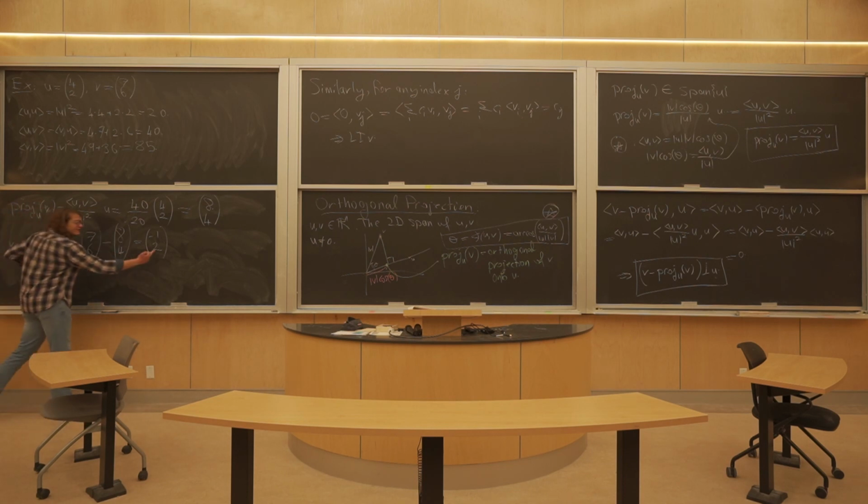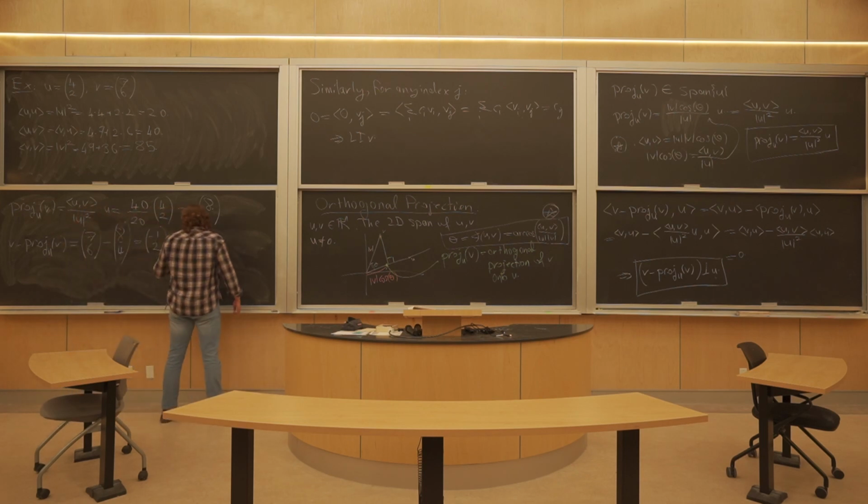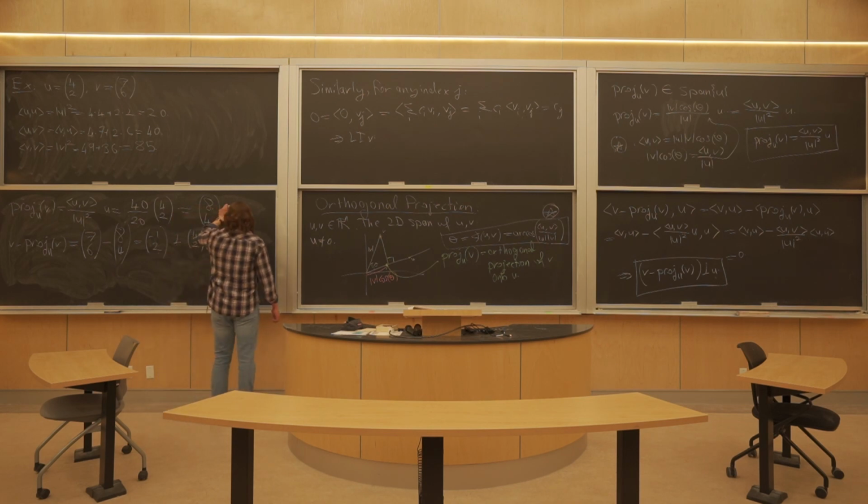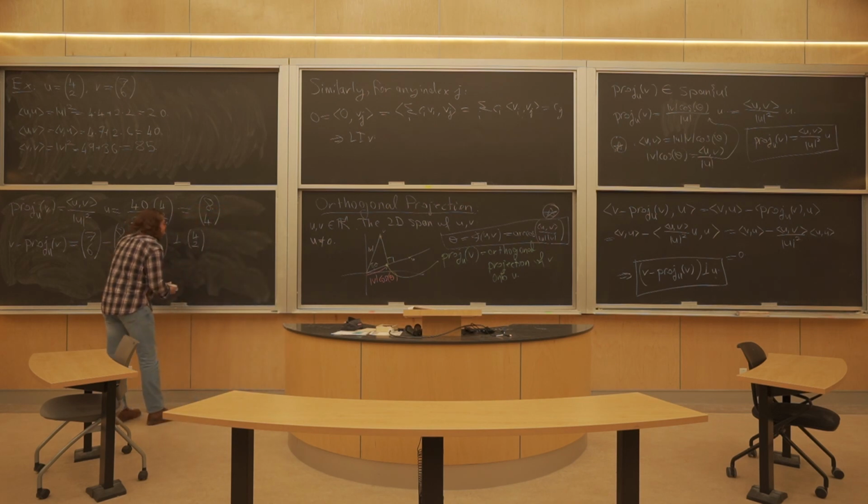Now note that if I were to take this vector and dot product it against U, that's going to give me 0, right? Because that's minus 1 times 4 is minus 4, plus 2 times 2 is plus 4. So this is indeed perpendicular to U, and this is proportional to U. Okay? So this is perpendicular to this.